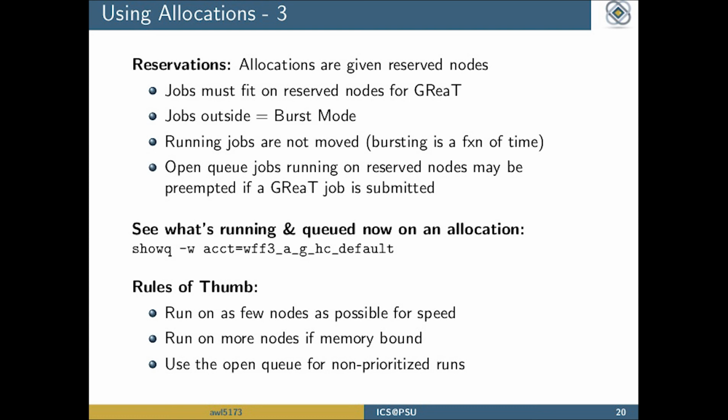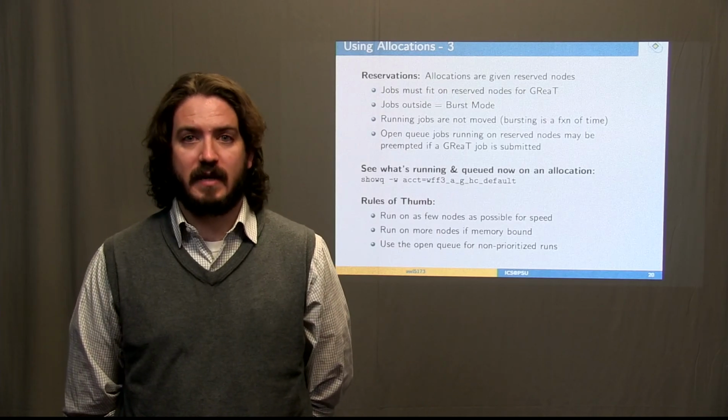And so just a few rules of thumb for running your own jobs. I suggest running on as few nodes as possible for speed. So the communication between processors is considerably faster than the communication between nodes. And so the fewer different nodes you're running on, the faster your job will probably run. If you are memory bound, then start to use more nodes so you have access to more memory. But again, this is going to be a small subset of the jobs, and most users should be running on as few nodes as possible. Then even if you have an allocation, if you have some runs that aren't high priority, or you know you're not going to get to them anytime soon, you can use the open queue. Just because you have an allocation doesn't mean that you have to use that for all of your runs.